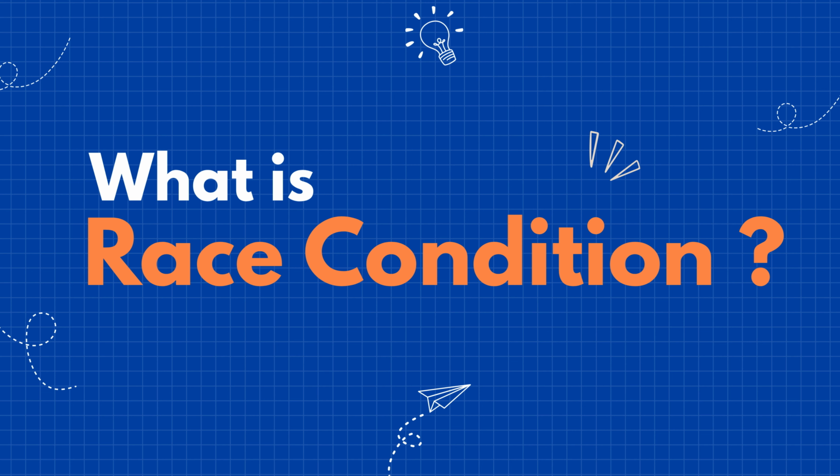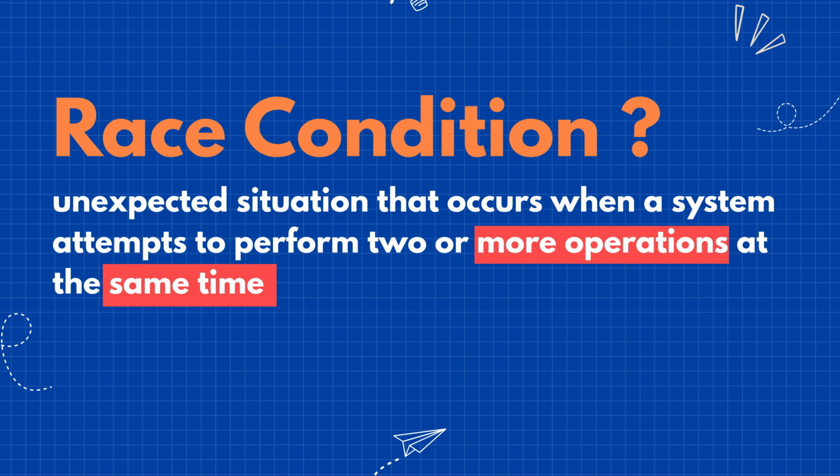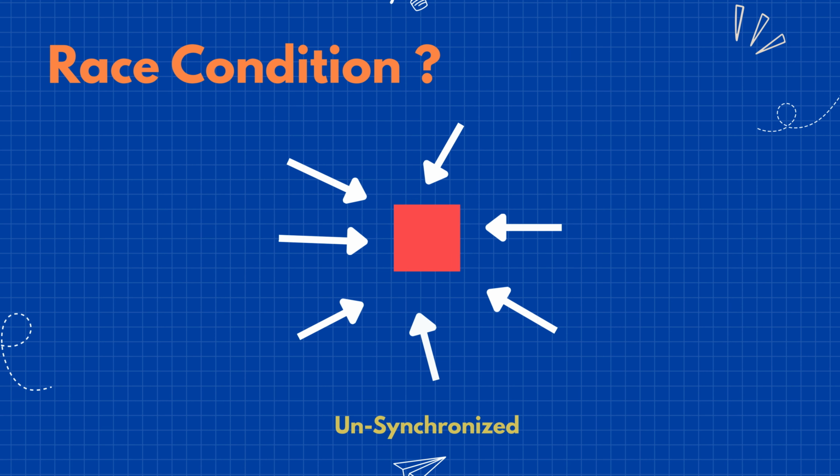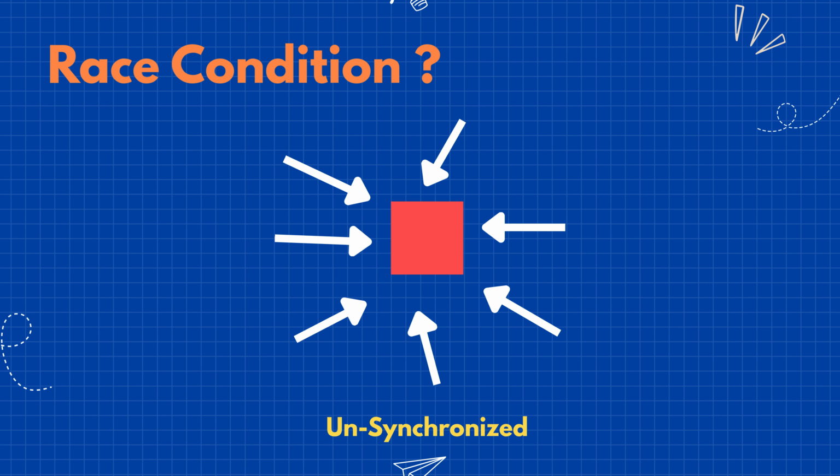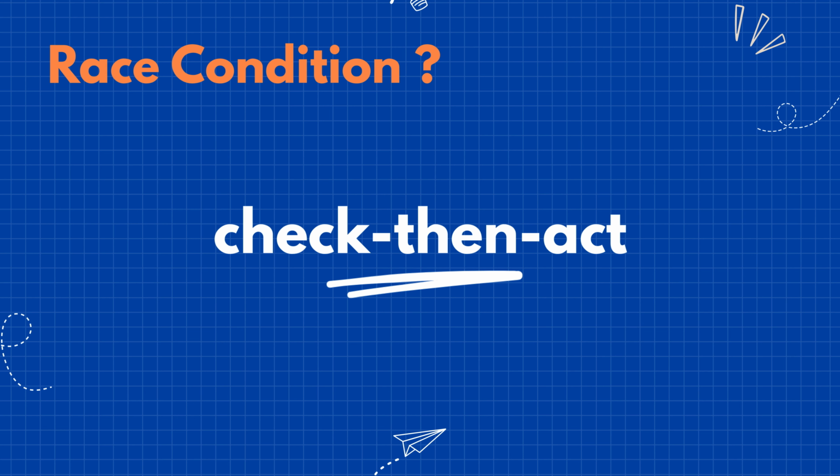What is a race condition? It is an unexpected situation that occurs when a system tries to perform two or more operations at the same time, but the outcome depends on the correct order of those operations. When multiple users interact with the same system at the same time and there is no proper synchronization, the results can become unpredictable. One of the most common causes of race conditions is a pattern called check-then-act.